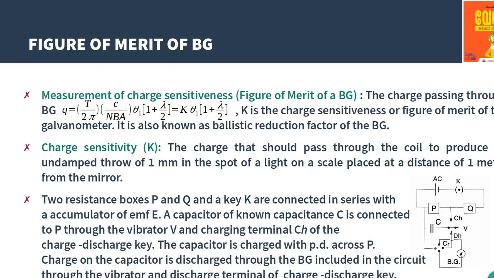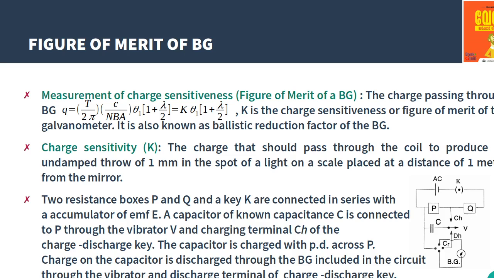Okay, so here we can write that as T by 2 pi, C by NBA, into theta 1, 1 plus lambda by 2. And T by 2 pi, C by NBA we can call as K. This K is the charge sensitivity, the charge sensitiveness of that BG, or we will call that K the figure of merit of the galvanometer. Okay, it is also known as the ballistic reduction factor of the BG. That we learned in the previous lecture, previous video also.